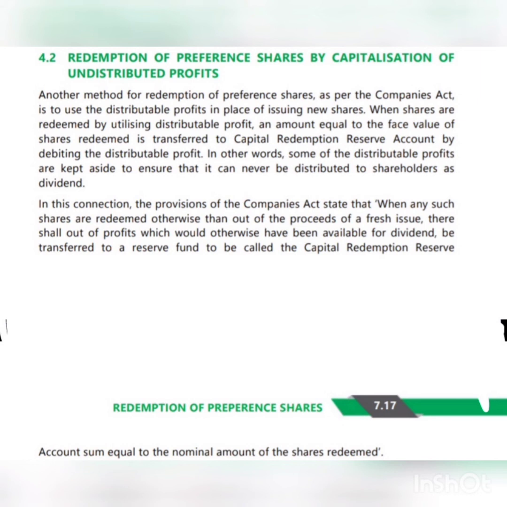Then when shares are redeemed by utilizing the distributable profit, an amount equal to the face value of shares redeemed is transferred to capital redemption reserve account by debiting the distributable profits. In other words, some of the distributable profits are kept aside to ensure that it can never be distributed to shareholders as dividend.